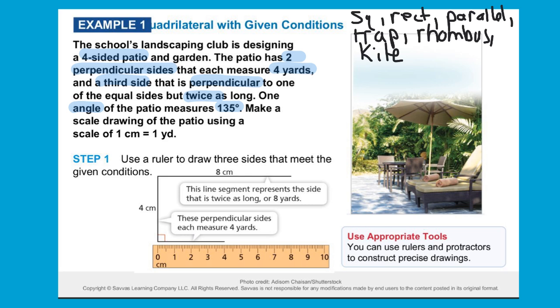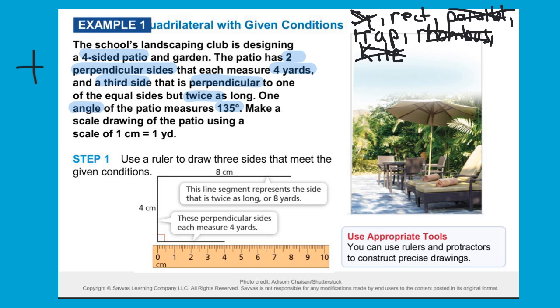And I know there are 2 perpendicular sides. Perpendicular means that they're going to make right angles. So I think that eliminates some of our options: no right angles, no right angles, no right angles. And if I have 2 perpendicular sides that are 4 yards, that means that 2 of the sides have to be the same length, and the other side is twice as long. So that eliminates a square. That leaves me with a couple of options.